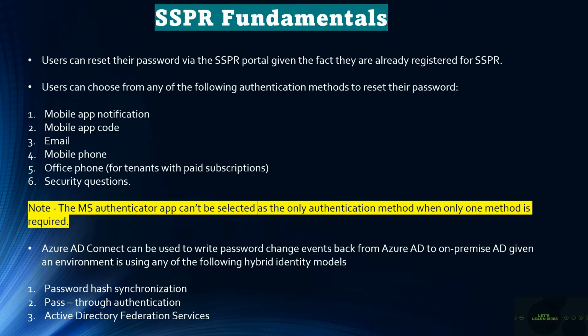Additionally, if you are in a hybrid environment where the users are synchronizing from your on-premise directory, in that case, you can use the password writeback feature so that passwords can be written back to your on-premise, and that way your on-premise password policies are enforced when a user resets their password using the SSPR feature. Password writeback works with these three identity models, that is password hash sync, pass-through authentication, and Active Directory Federation Services.